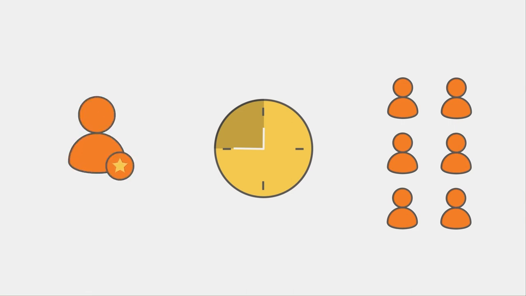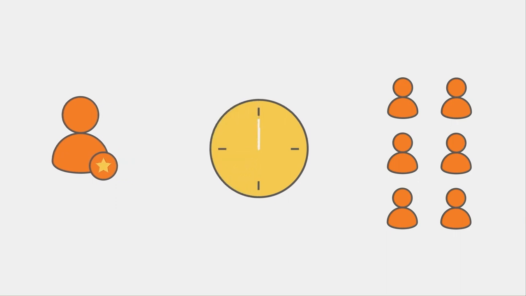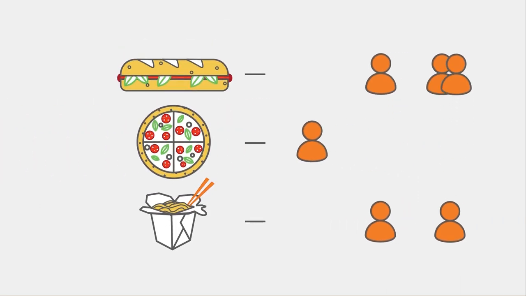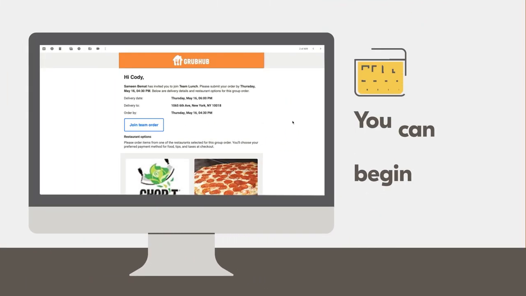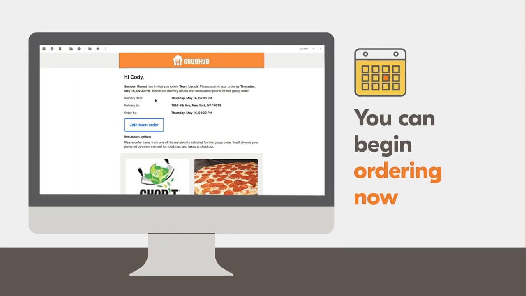Your office administrator will set up the order using your company's corporate account. They'll choose the open and close times and will select restaurants that you and your team can order from. An email will notify you as soon as you can begin placing your order. It will also have a set deadline for getting it in.